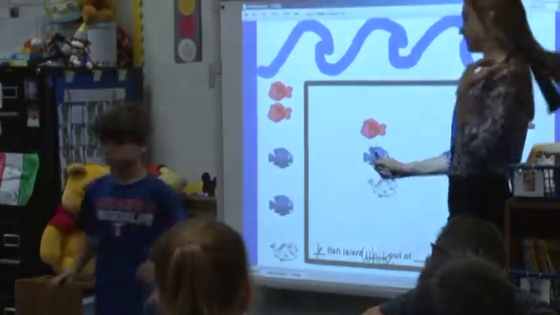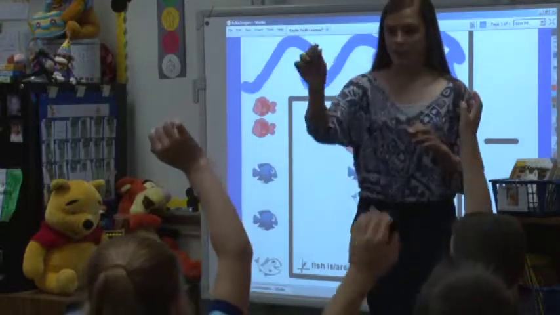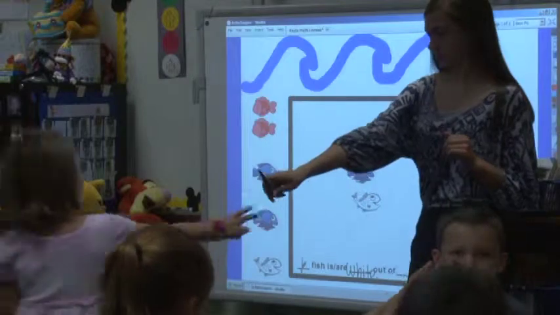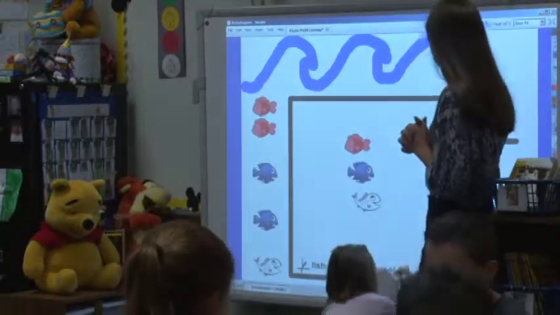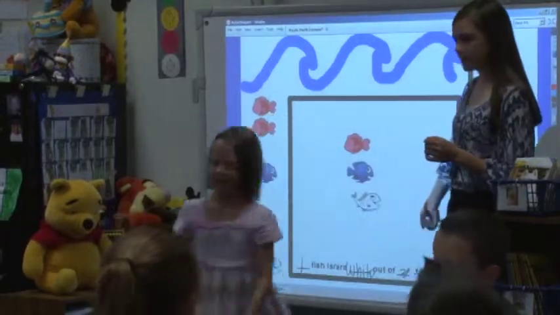Now, who can come up and tell me the total number of fish that there are? Preston. Can you come write the total number of fish there are? Three total fish. Does everyone agree with this?